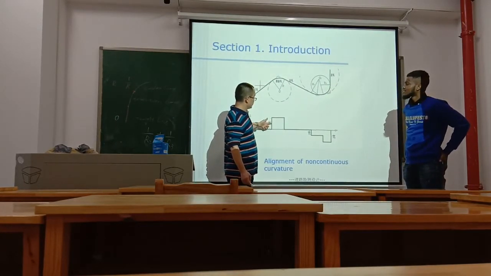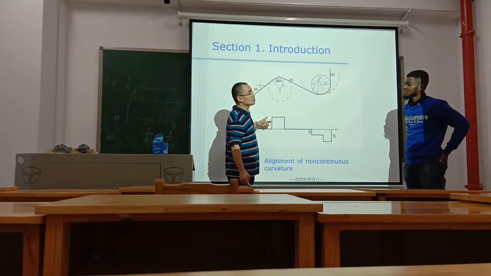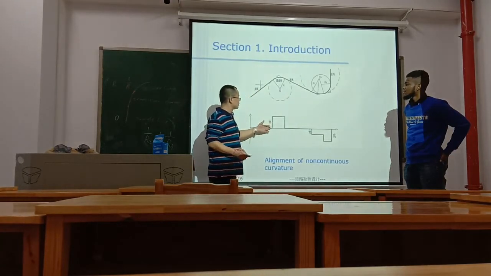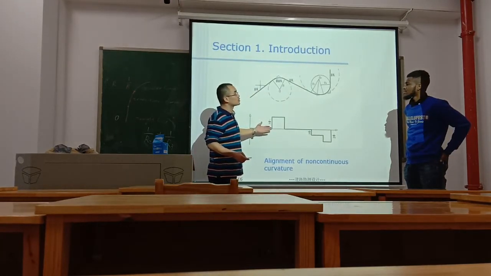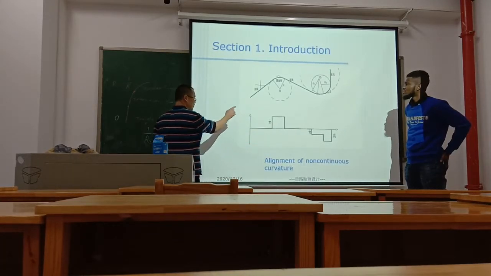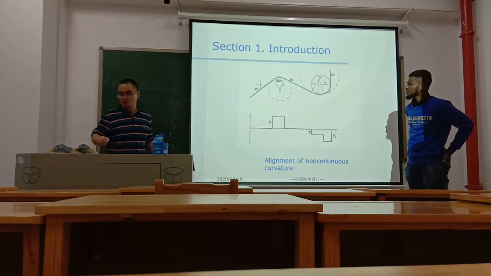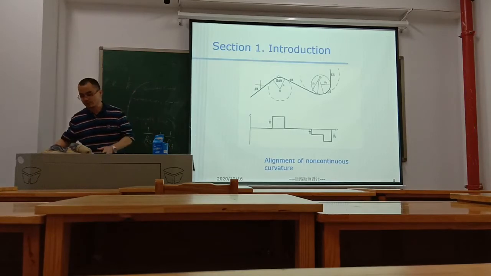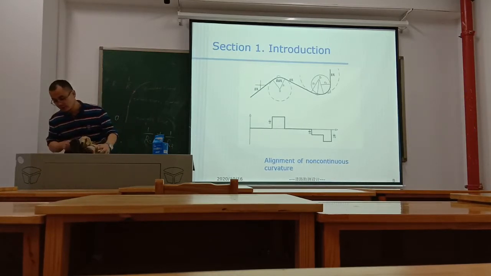Before this, this is a straight line. This is not continuous because at this point there are two curvatures. One is zero, the other is non-zero. So actually, I can write it on the blackboard.